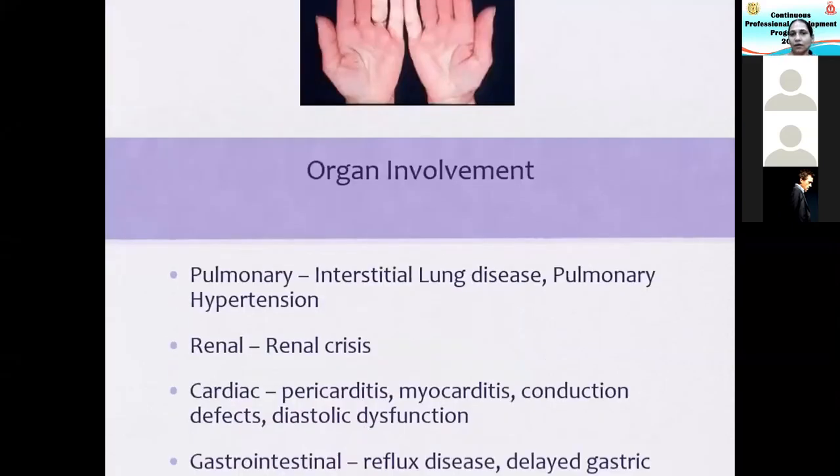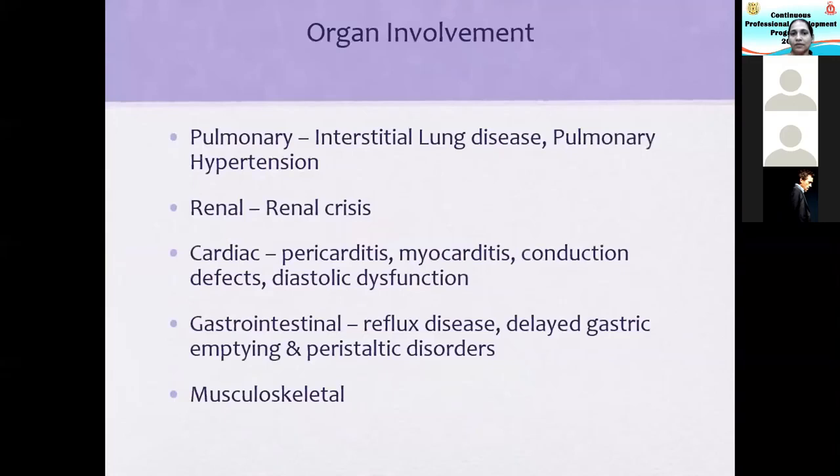Now let us see the other organs that are involved. Lungs can be involved in systemic sclerosis; interstitial lung disease and pulmonary hypertension are commonly seen. Renal involvement, renal crisis, is a medical emergency, has to be identified and treated properly. There could be cardiac involvement: pericarditis, myocarditis, conduction defects, and diastolic dysfunction.